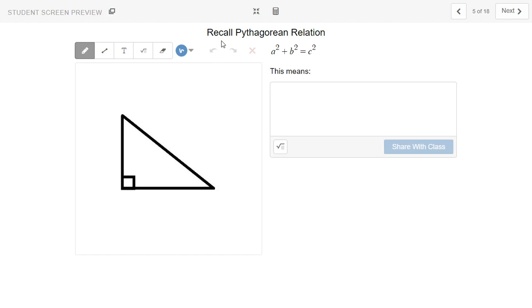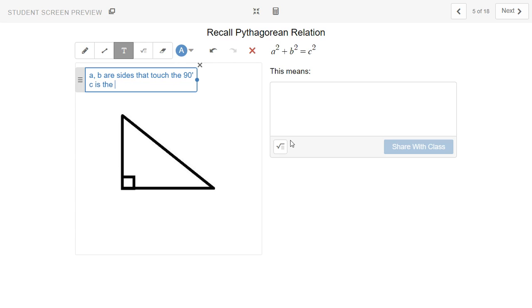Hey, let's recall the Pythagorean relation. The Pythagorean relation states that if a squared is added to b squared, this is equal to c squared. Now let's give some definitions. We have a and b are sides that touch a 90-degree angle. C is the side across the 90 degrees. We can also call this the hypotenuse.